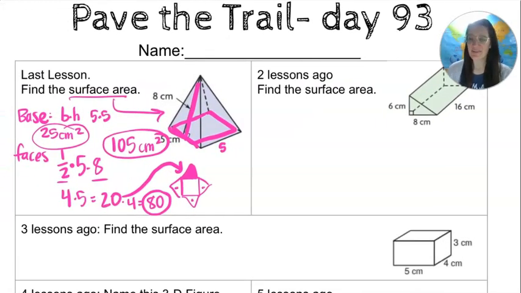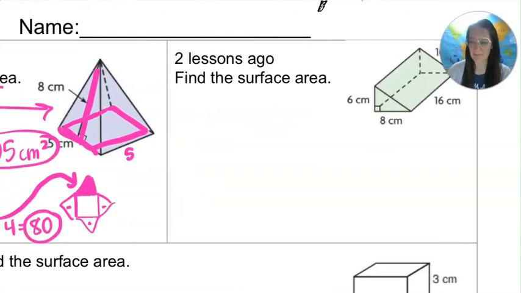Surface area still, with a triangular prism. Why prism? Because there are 2 bases. It didn't come up to a point. So let's start with those triangular bases.